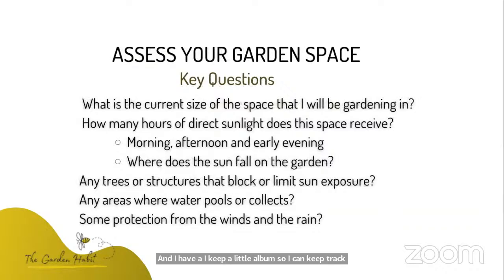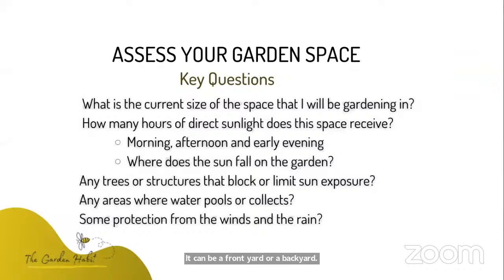The first question we want to ask ourselves is, what is the current size of the space that I'll be gardening in? That could be an apartment balcony or patio, a community garden or an allotment, varying sizes. It can be a front yard or a backyard. It's really about the space.